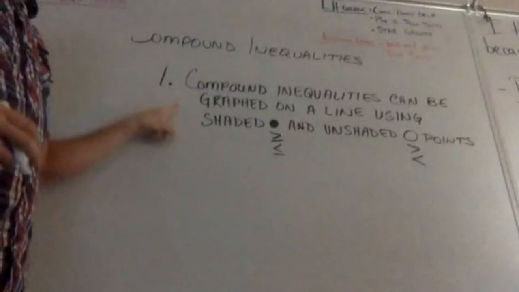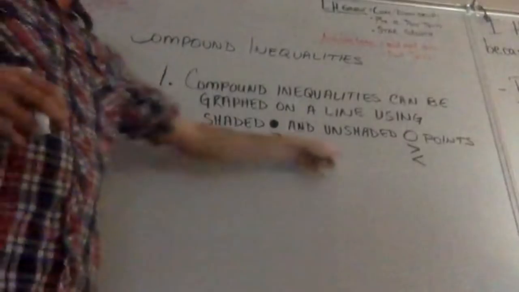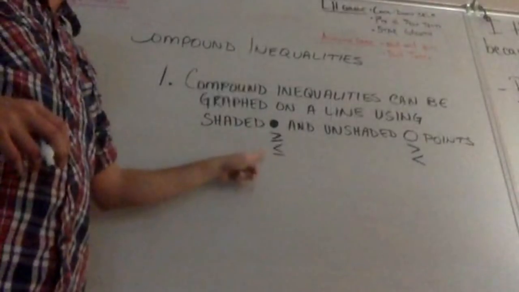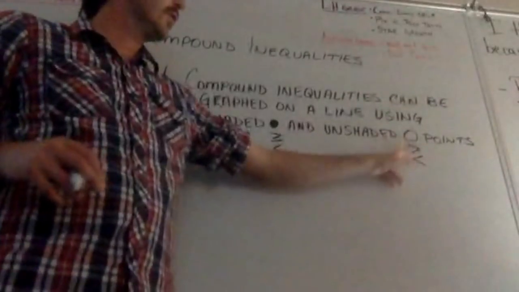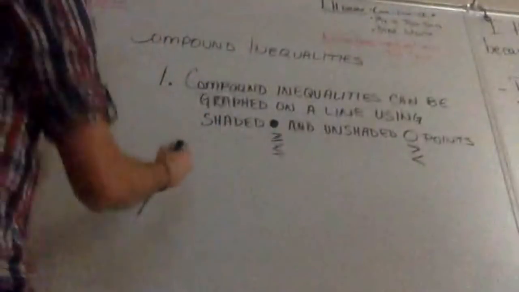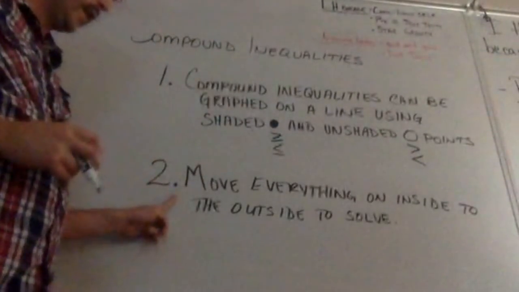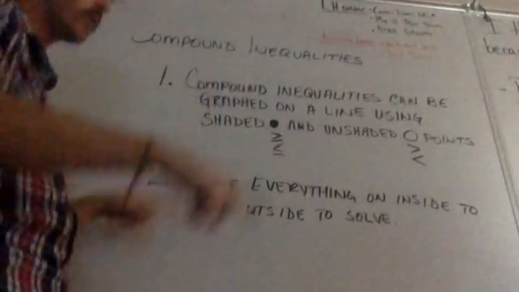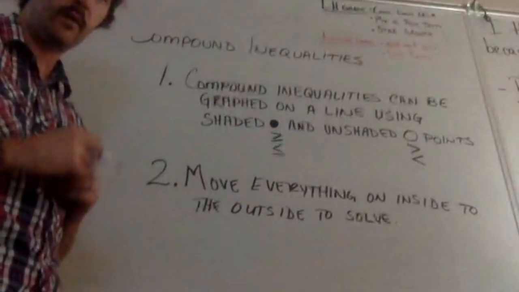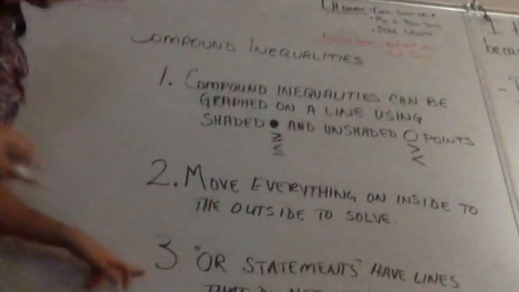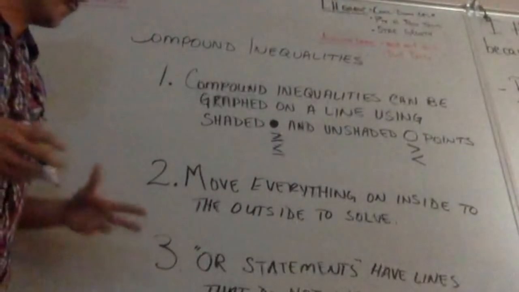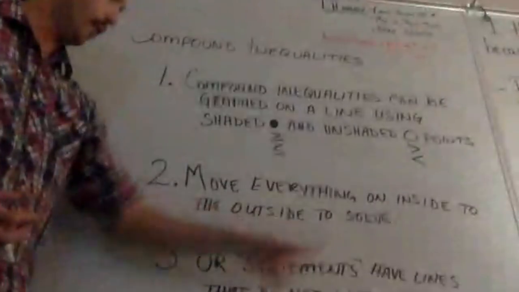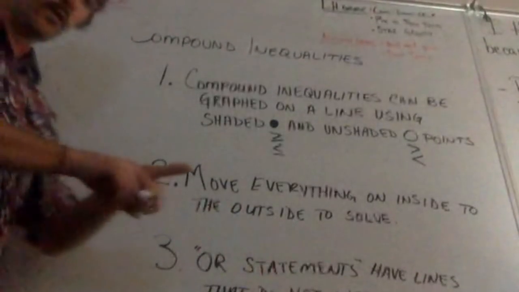Compound inequalities can be graphed on a line using shaded points and unshaded points. Shaded using greater than or equal to or less than or equal to, and unshaded just using greater than or less than. In order to solve a compound inequality, we need to move everything from the inside of our inequality to the outside so that the variable is all by itself. And then OR statements, which are compound inequalities with an inequality or another inequality, have lines that do not intersect, so they go away from each other.